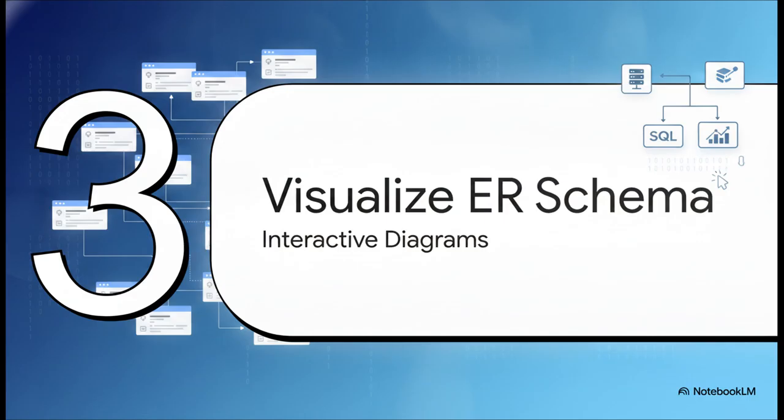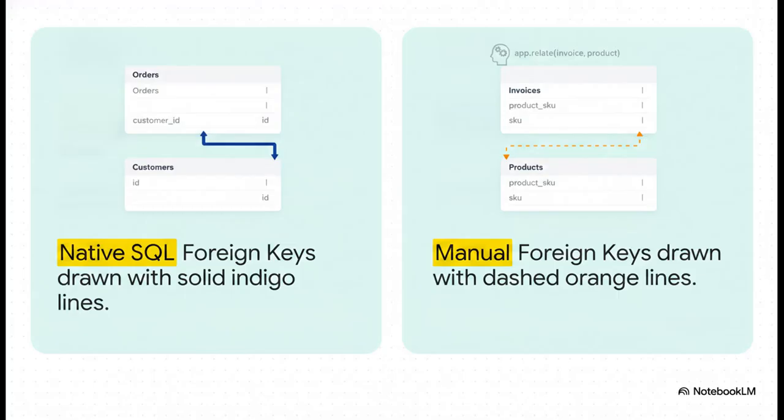Okay, section 3, visualize the ER schema. This is where we turn that raw data into interactive diagrams. So once your data is safely imported, this is where the magic happens. Those endless rows of dry SQL text are suddenly turned into an interactive drag-and-drop diagram. Every single table becomes a card showing its columns, primary keys, and relationships, and it automatically inherits a sleek, light, or dark theme, whichever you prefer.